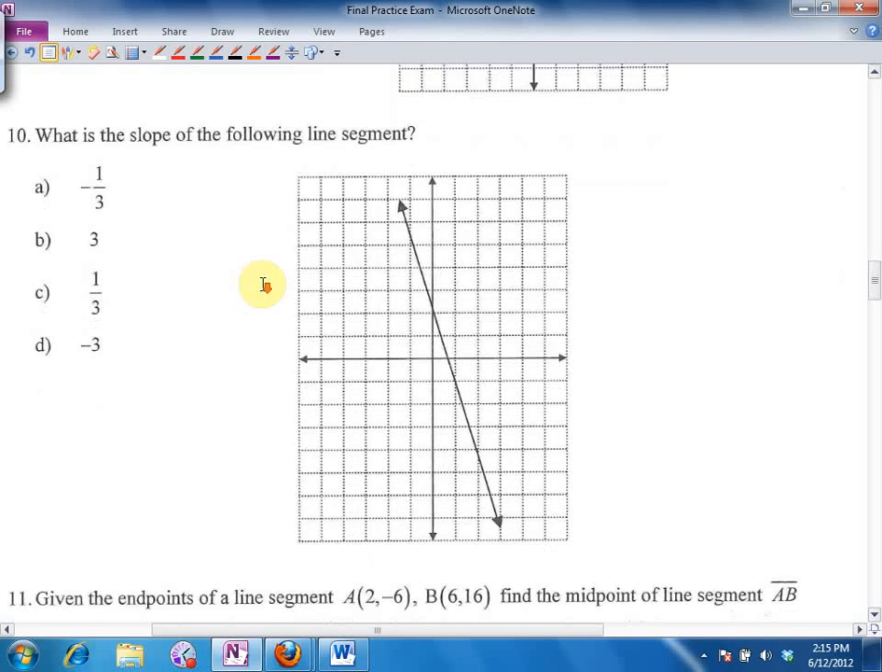Number 10. What's the slope of the following line? What I'm going to do is find a couple of places where it crosses at an intersection. Looks like those are a couple of intersections. Then I count the rise and run. The rise is 1, 2, 3. That's 3. The run is 1. So the slope is going to be 3 over 1. Now I need to ask myself one more question. Is it a positive or negative slope? Olivia? It's a negative slope because Fernando's walking downhill. So that's going to be a negative 3. And so D again is the answer.